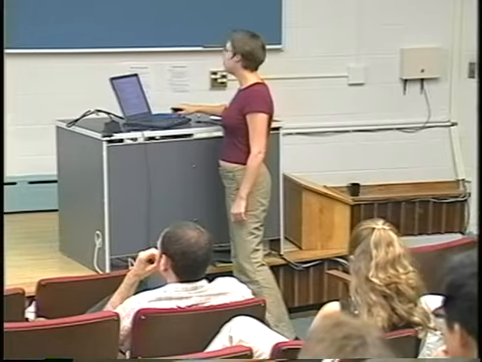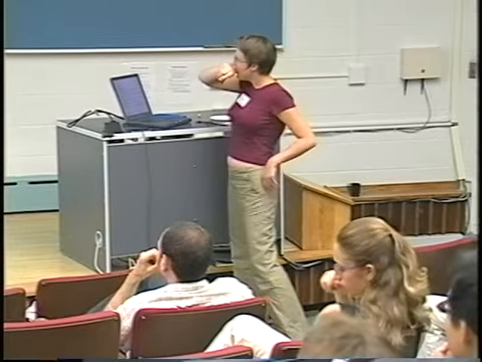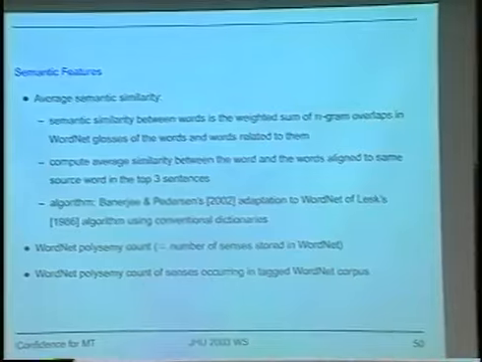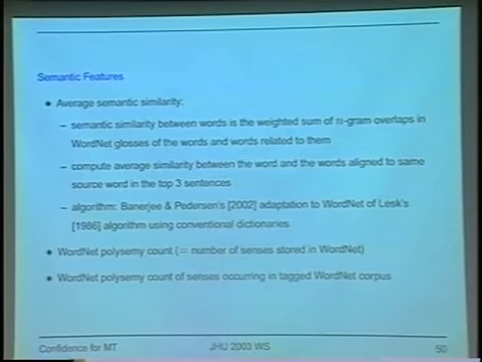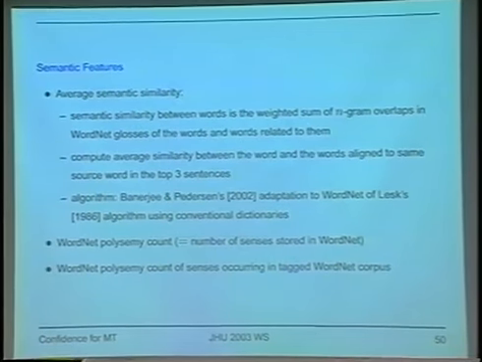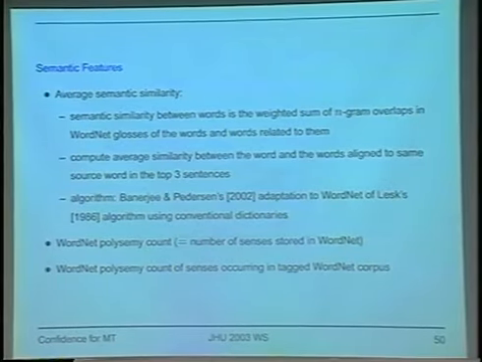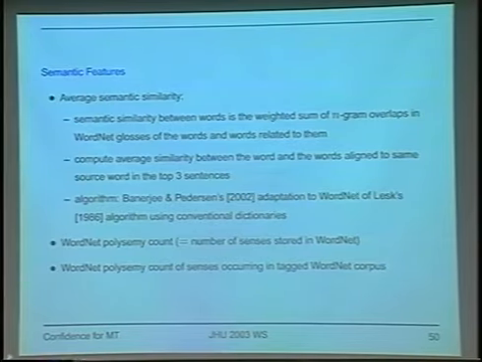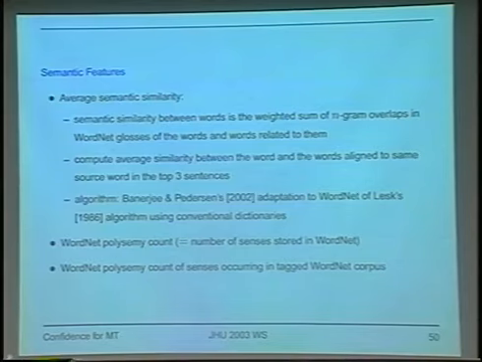So to say a bit more about the semantic features, the first one was the average semantic similarity. So if we want to compare two words and determine their semantic similarity, we compute the weighted sum of n-gram overlaps in the WordNet glosses of the words and words related as well. So if you look at the tree or hierarchy in WordNet, this computes the overlaps not only for those two words but for other words contained in the subtree as well.